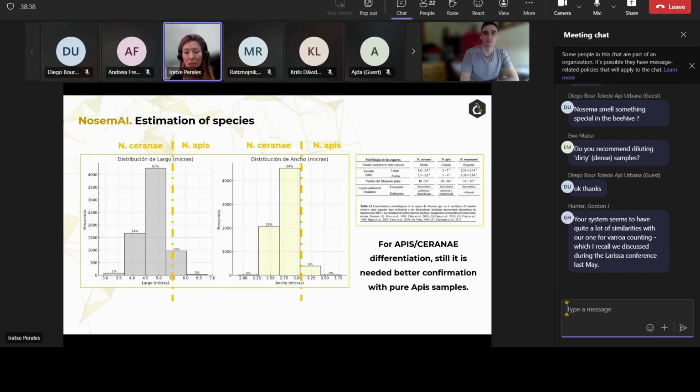I would say that the novelty is that it is coupled with a scanning microscope, so everything is autonomous, and also that we are trying to differentiate species, which I think has never been done before, telling the user if there is apis and ceranae and the load of each one, because until now only PCR was able to do that, but with the naked eye it's impossible. Nice. Thanks.